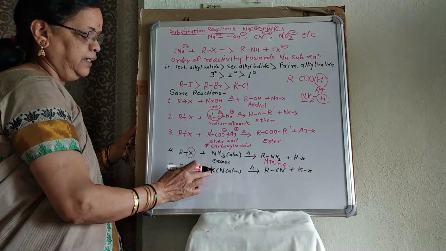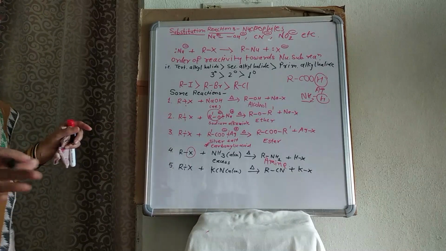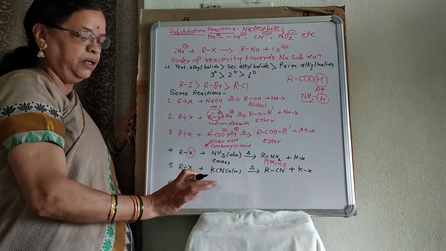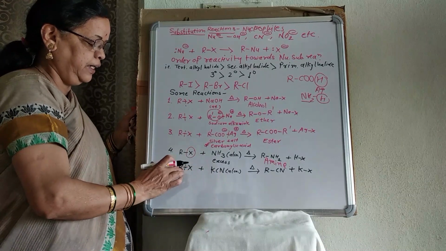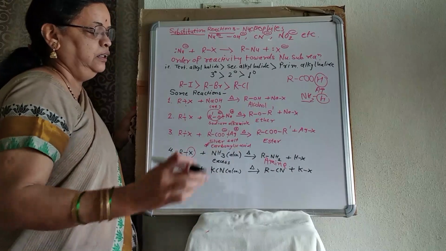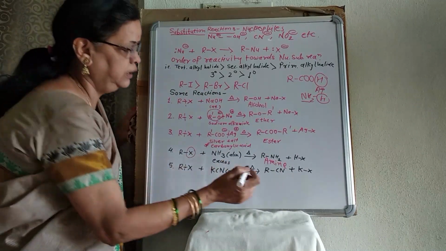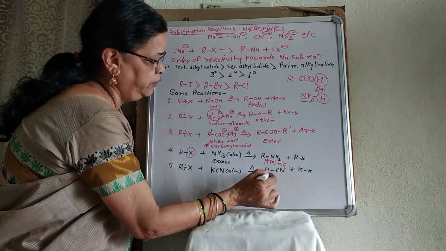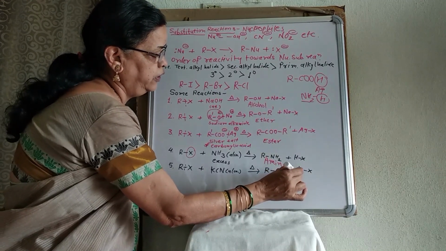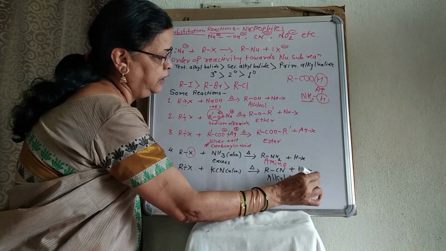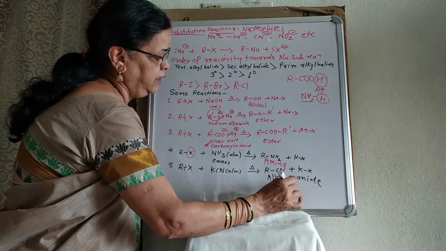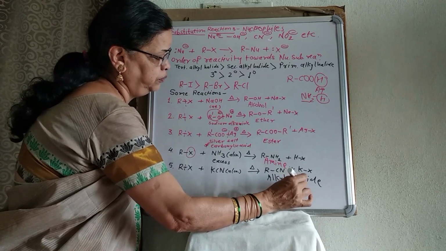RX and KCN, K and CN separate here. KCN is an ionic compound. Here also K plus and CN minus are formed, and CN attacks on R, and X is removed as KX. So like this, this is another substitution reaction, and whatever product is formed is called alkyl cyanide, or it is also called nitrile. Alkyl nitrile also it is called.